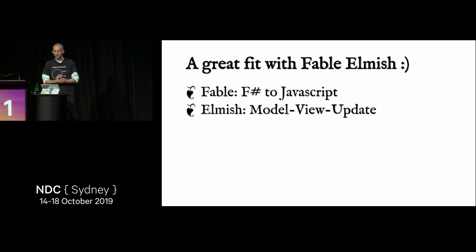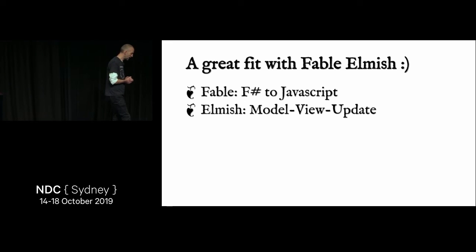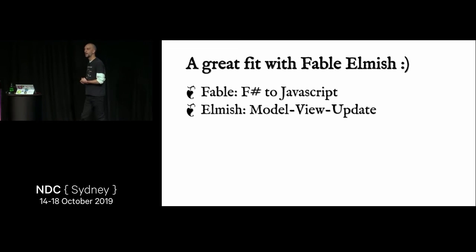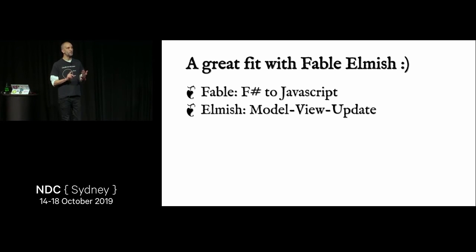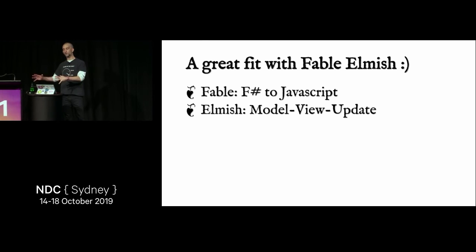Another thing which is a good match is something called Fable Elmish. Fable Elmish is a project which has been garnering a lot of steam in the F-sharp community. And Fable Elmish is Fable plus Elmish. So what is Fable, what is Elmish? Fable is an F-sharp to JavaScript transpiler. It does F-sharp to Babel. So you take F-sharp code, you give it to Fable, and it gives you JavaScript.